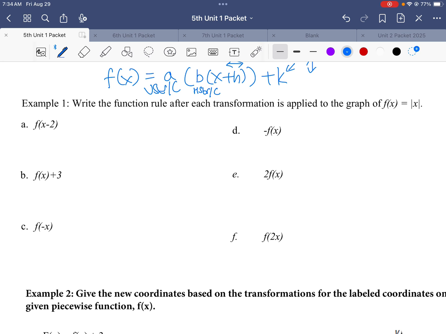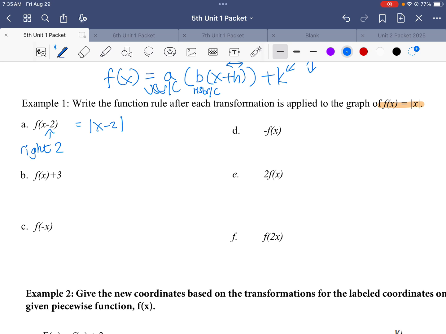All right, let's take a look at how we do example 1. You have to use the function f of x equals the absolute value of x and rewrite using the rule. So for A, we have f of x minus 2. Right here we're talking about h. Minus 2 means we're going to move our function right 2. And let's go ahead and use it with the absolute value function, so x minus 2. All right, you should be able to do B.